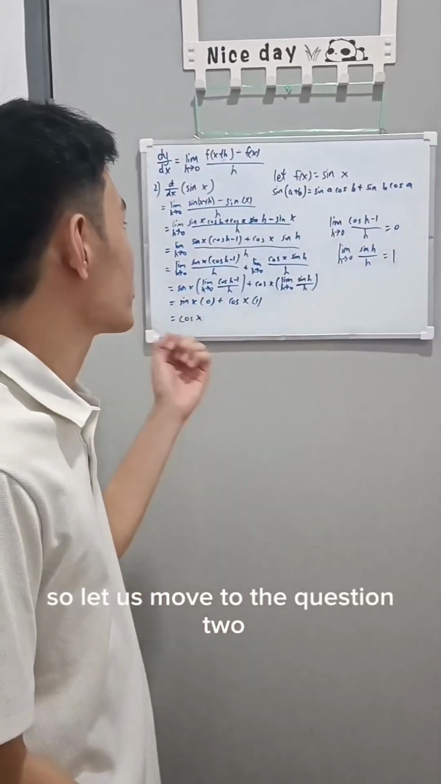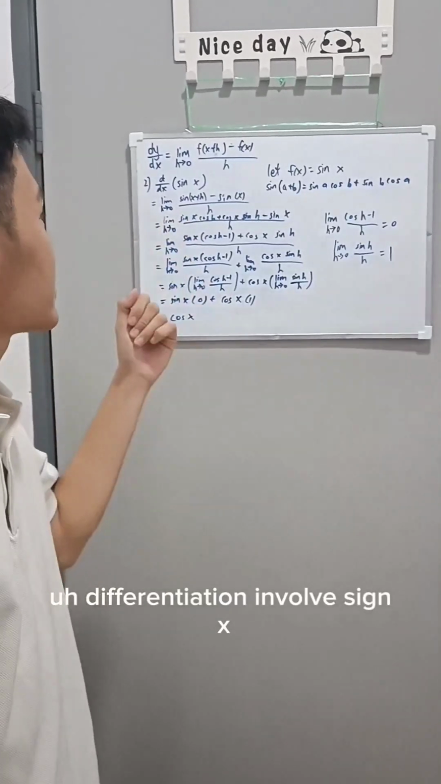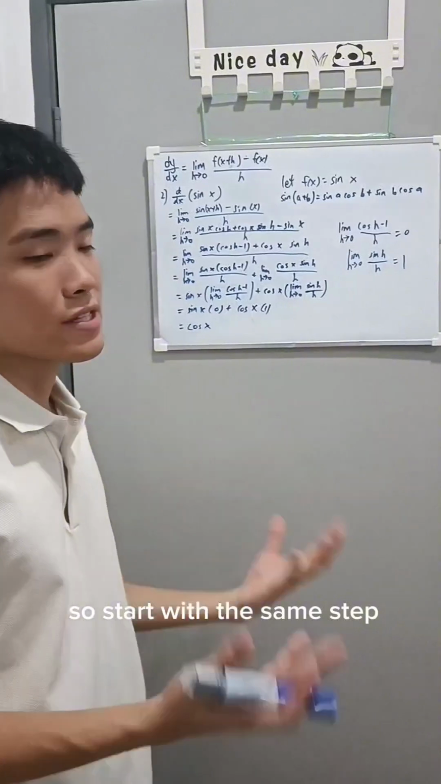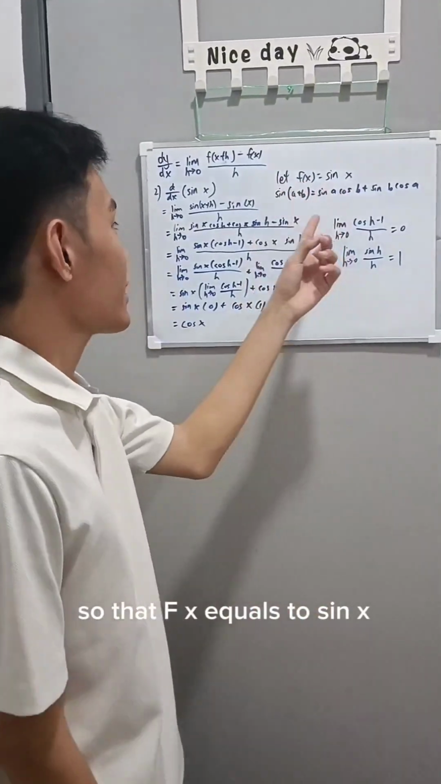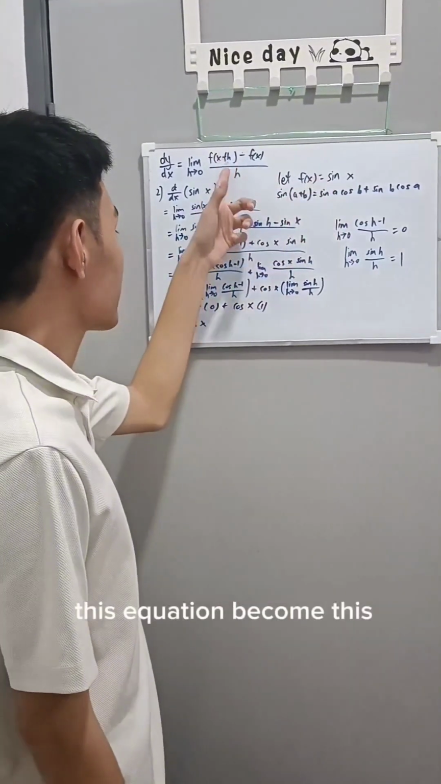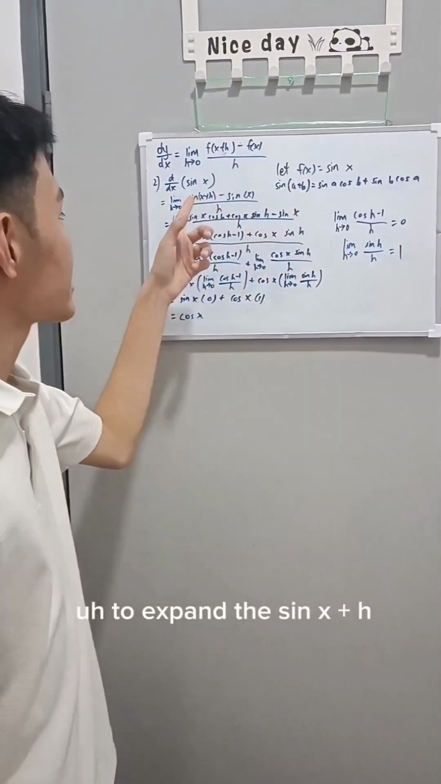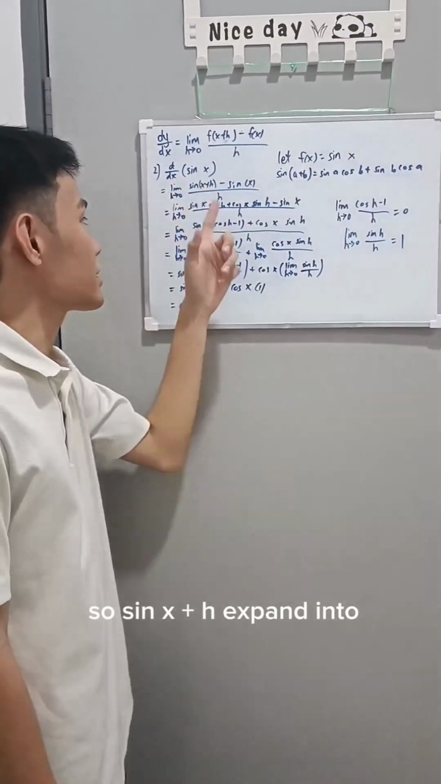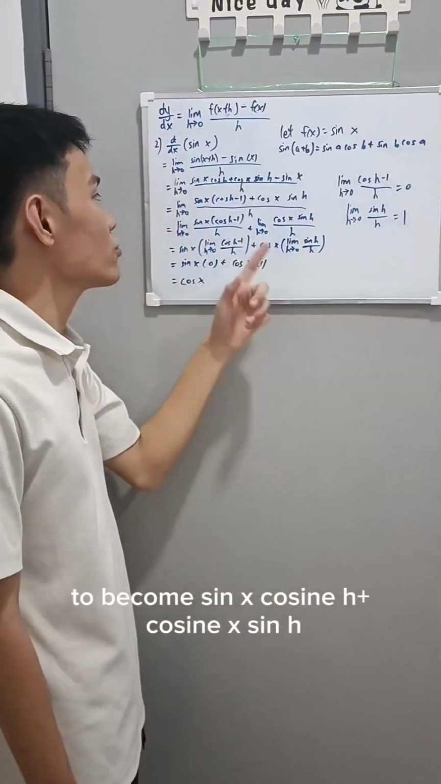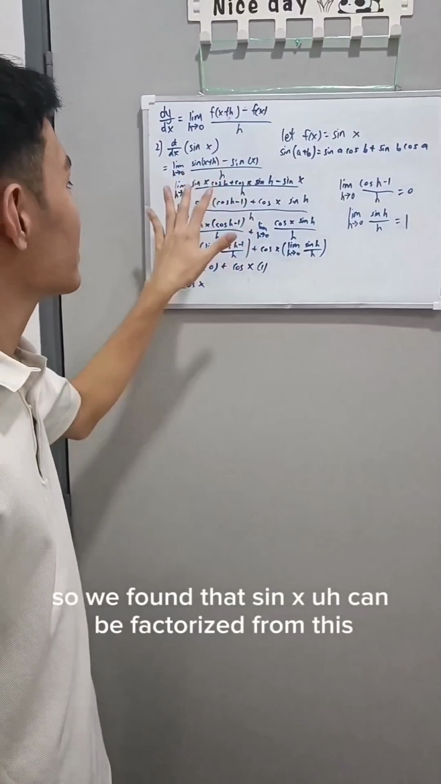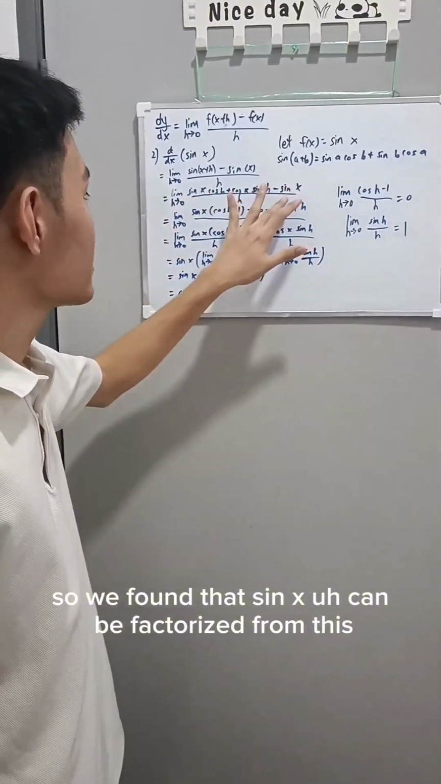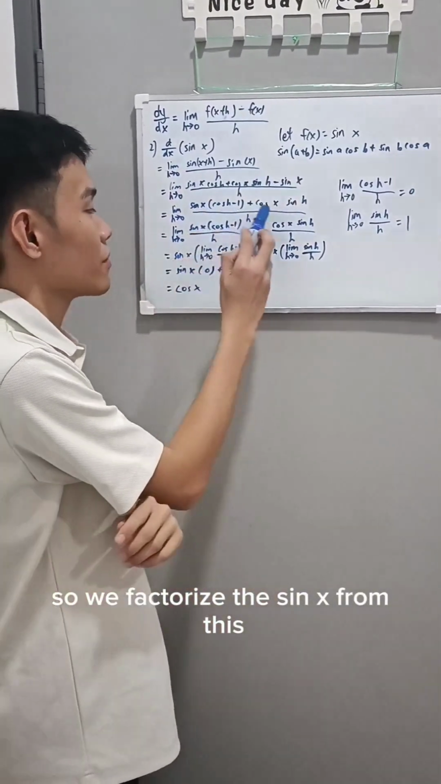Let us move to question 2: differentiation involving sin x. Start with the same step. Let f(x) equal sin x and substitute sin x into this equation, and it becomes this. This time we use the angle addition formula to expand sin(x plus h). So sin(x plus h) expands to become sin x cos h plus cos x sin h. We found that sin x can be factorized from this, so we factorize sin x from this.